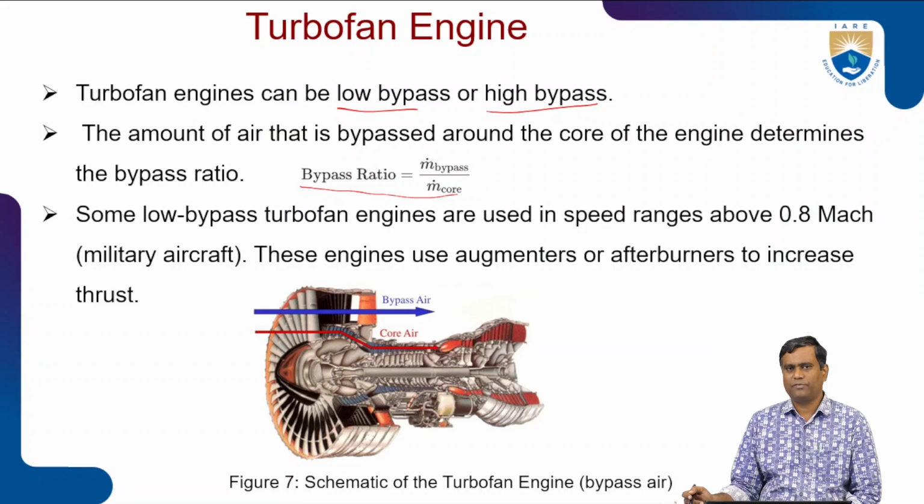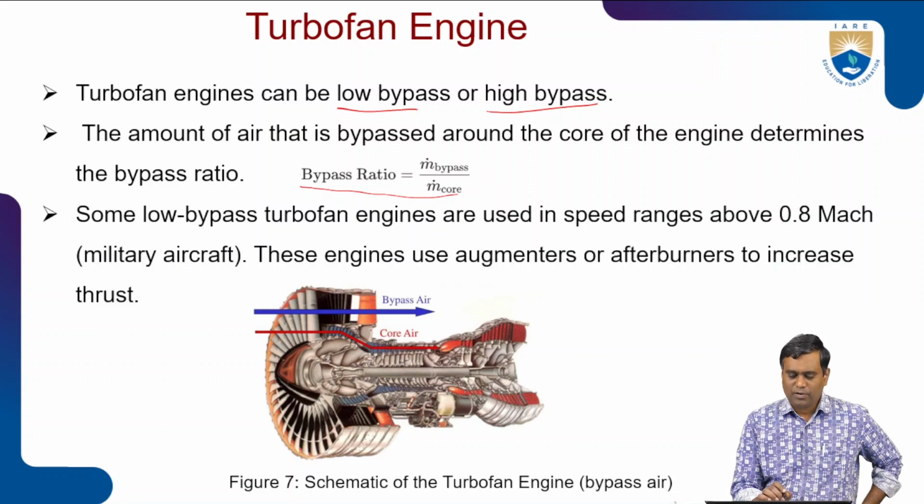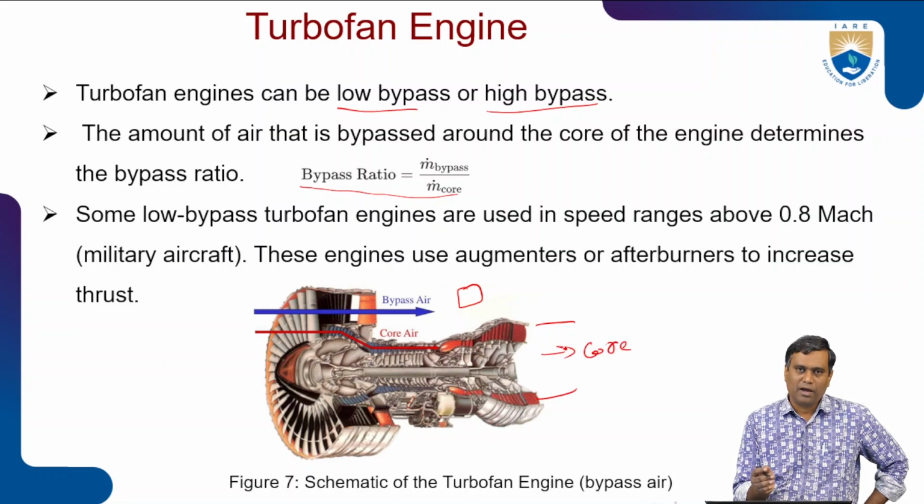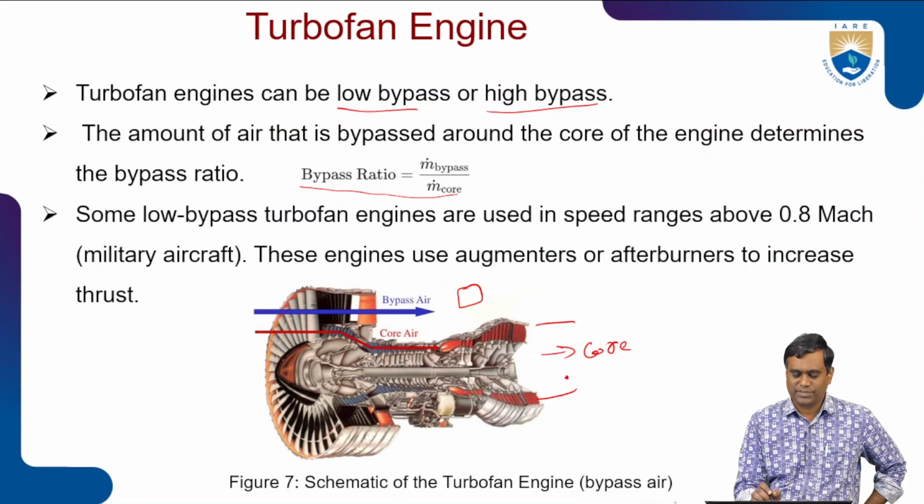Low bypass ratio turbofans are used in military operations. That is, low bypass ratio means only a small amount of air passes through the bypass and around the engine. The majority of the air passes through the core engine. So again, it is almost a near turbojet engine, right? Because here it will be reversed.